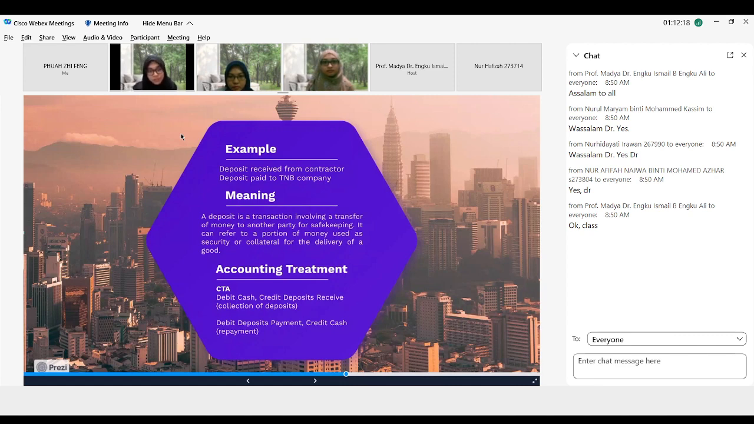So what is a deposit? It is a transaction involving a transfer of money to another party for safekeeping, where this portion of money is used as security or collateral for the delivery of a good. For the accounting treatment, to record the journal entry, we need to open a consolidated trust account. To record the collection of deposit, we need to debit the cash and credit the deposit received. Whereas to record the repayment of deposit, we need to debit the deposit and then credit the cash.